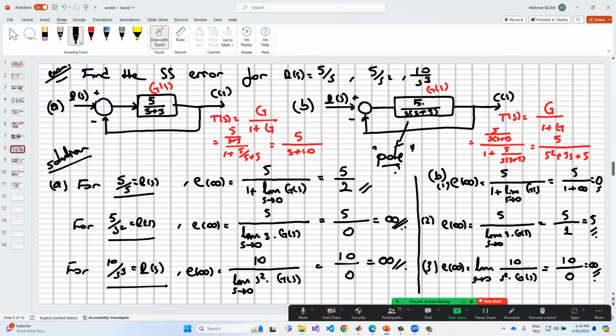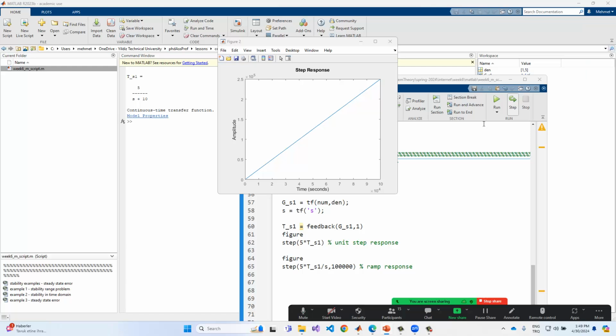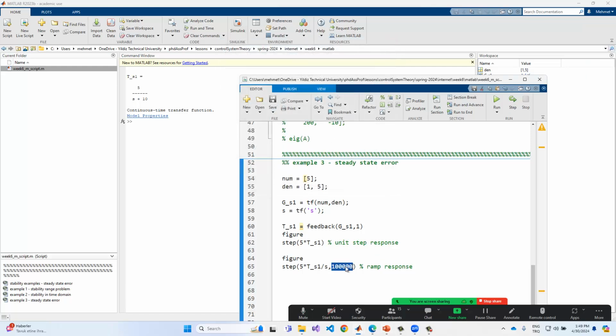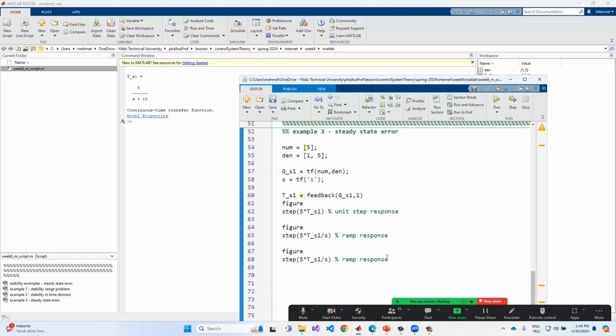Just remember that the R case generates the infinity value in here. Okay? And so, this can be set with no one. And so, how can we apply the acceleration or parabolic response? Just remember that this must be equal to what?